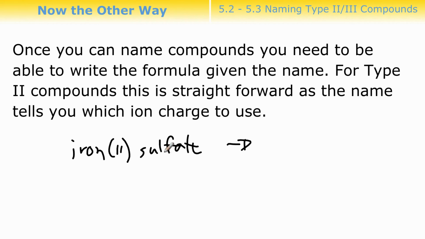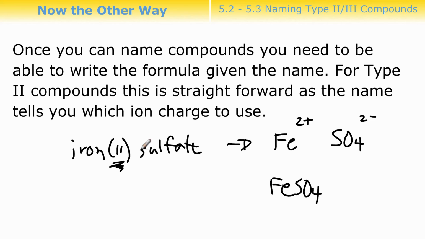Turns out that writing the formulas is way easier because they tell you which charge you're using right there. So in this case, it's iron 2 sulfate. That means I must be using the iron 2 plus ion. That 2 there is that 2 there. And sulfate, off the polyatomic ions, is SO4 2 minus. Since the charges are the same, they balance out. The formula for iron 2 sulfate is just FeSO4.